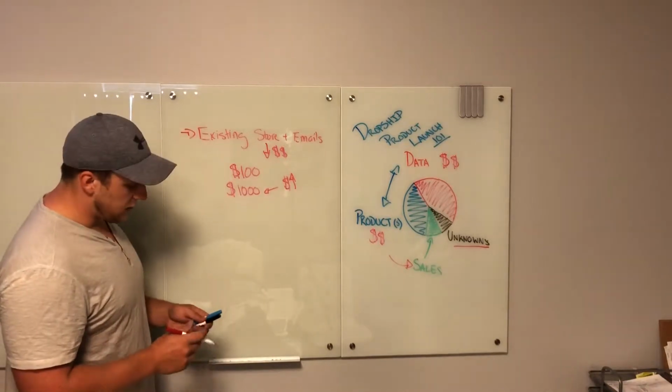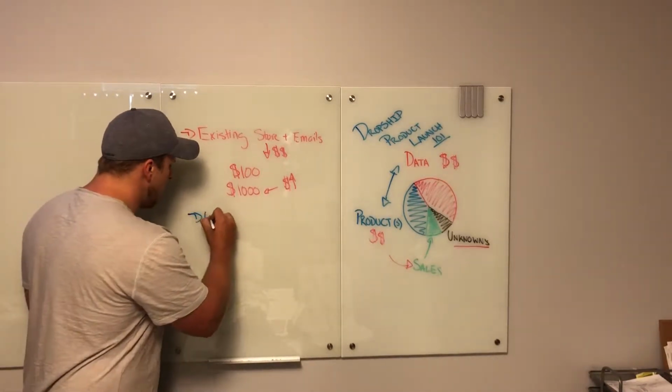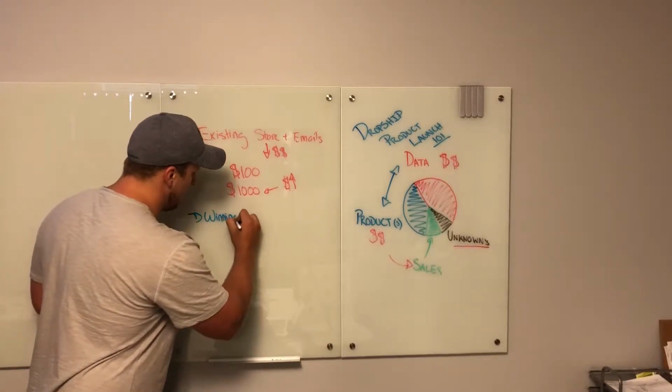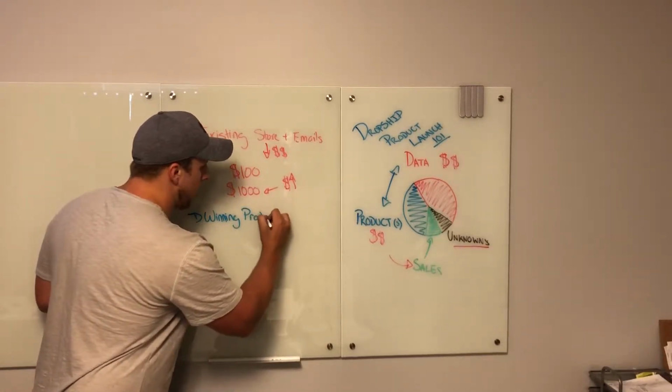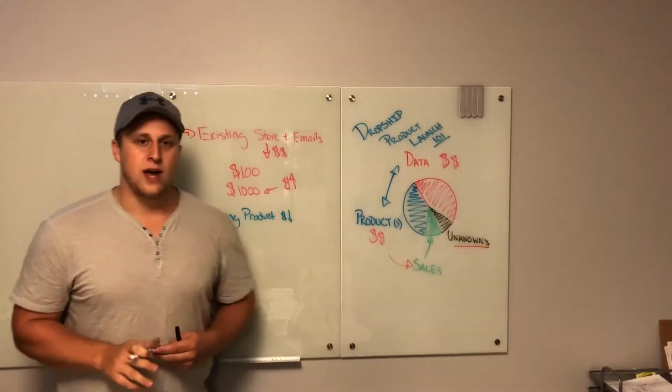But how can we bring this cost down? That brings me over to products. Obviously, a winning product dramatically helps this, right? If we have winning products, that's going to bring our costs way down. How do we know if we have a winning product?